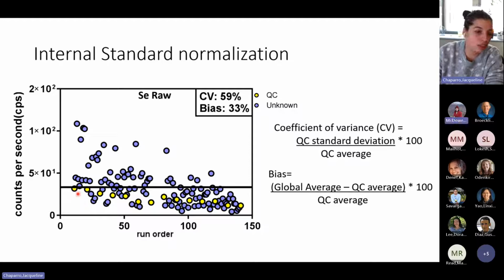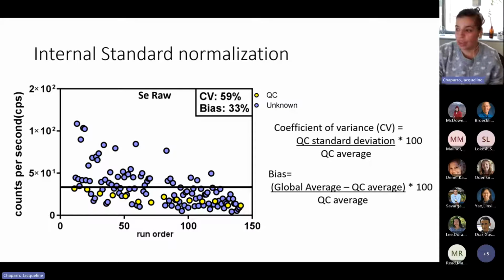And you see here, without internal standard normalization, the coefficient of variance, or the RSD, is the QC standard deviation divided by the QC average times 100. And you see that the CV is not great. It's 59% just looking at the raw data. Then we have a bias factor that we can also calculate, which is the global average minus the QC average divided by QC average times 100. And our bias here is 33%. So this is not ideal in terms of what we're doing.